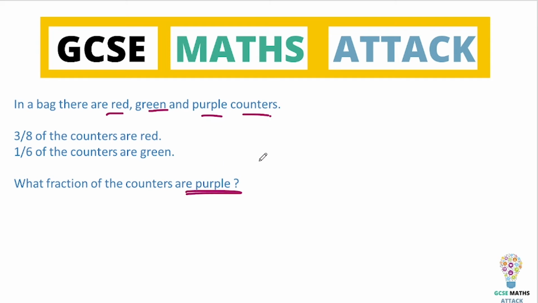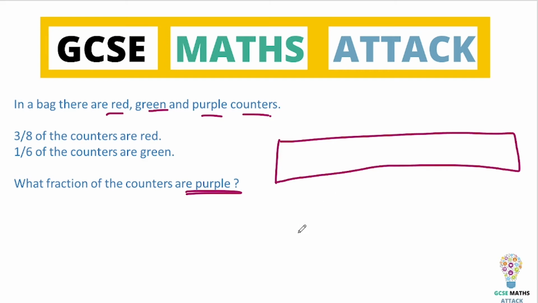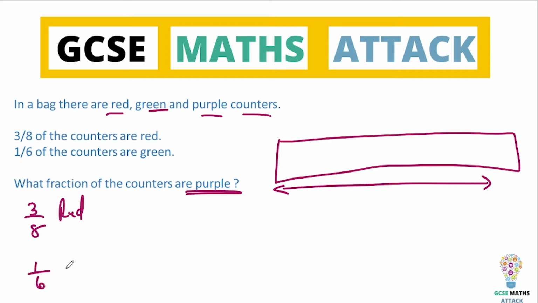Now, in order to answer this question, you have to make sure you create equivalent fractions. And it comes back to the idea of a bar model. If you haven't watched my previous video, we talk about the bar model and how we're supposed to split this. Now, if I have fractions with different denominators, I need to make sure the new denominators are the same. So I've got 3/8 which are red, and I have 1/6 which is green. Okay, so what I'm going to do is times this by 6, and I'm going to times this by 8. So I know that it's going to be out of 48.